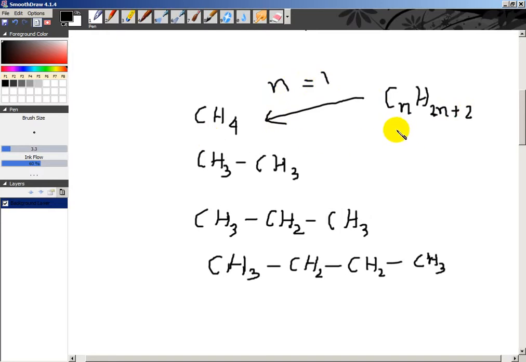If I put n equal to 2, we find this compound. So they have a general formula. All these compounds have the general formula CnH2n+2.